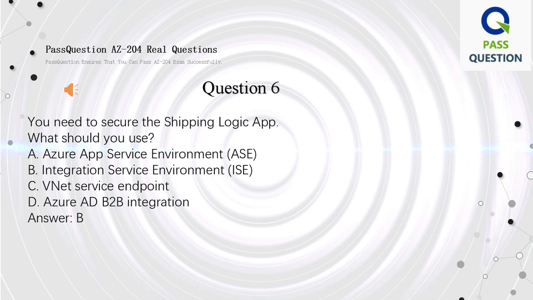Question 6. You need to secure the shipping logic app. What should you use? A. Azure App Service Environment (ASE). B. Integration Service Environment (ISE). C. VNet Service Endpoint. D. Azure AD B2B Integration. Answer: B.